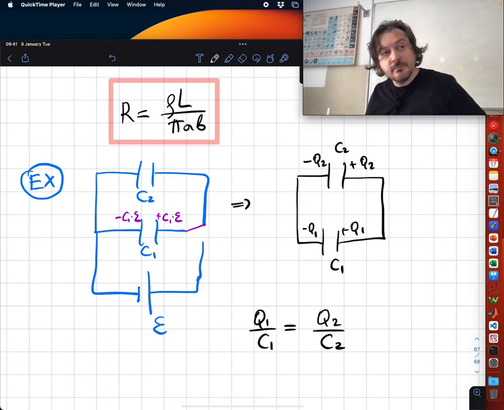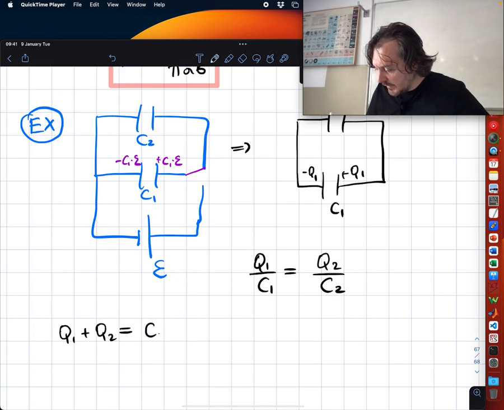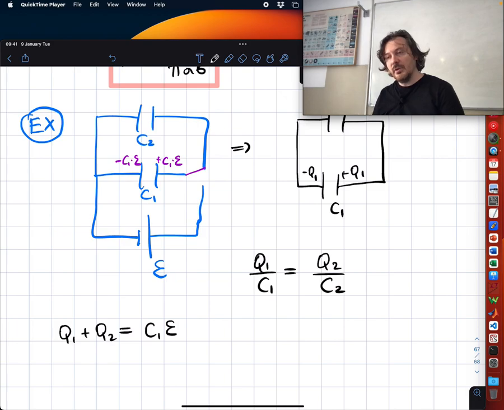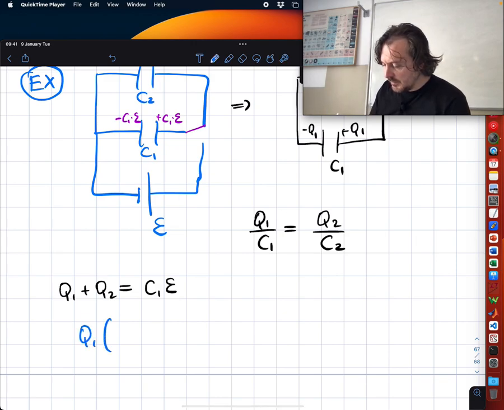Do you agree? And Q1 plus Q2 is? C1 times E, as we have found before. Do you agree with this? So that charge that was deposited here is redistributed to Q1 and Q2. As a result, I can find Q1 by writing Q1 plus Q2 is C1 E, and Q2 is C2 over C1 times Q1.